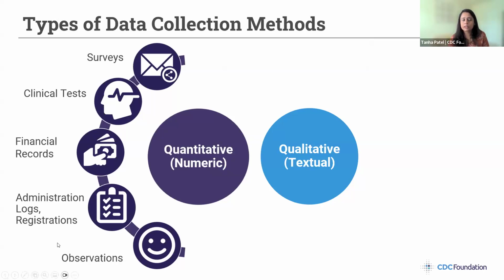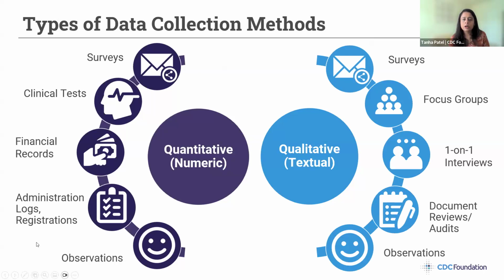These are all quantitative. Qualitative, on the other hand, are surveys again, because you can add open-ended questions in the survey to capture qualitative textual information. Then you also have one-on-one interviews, focus groups, observations, and document reviews. So these are common methods that are used for evaluation.